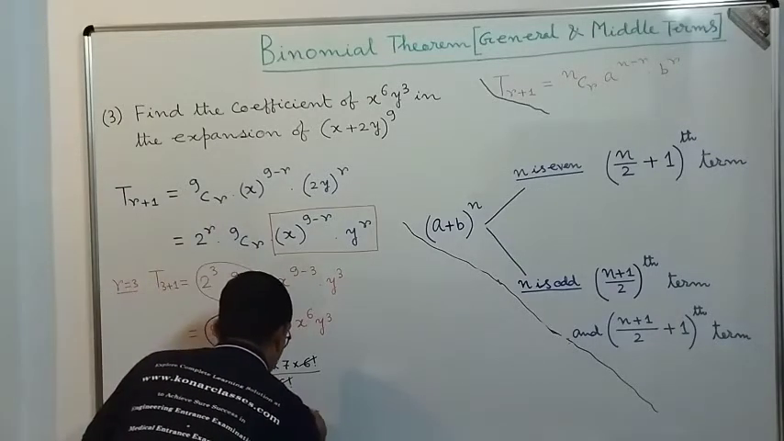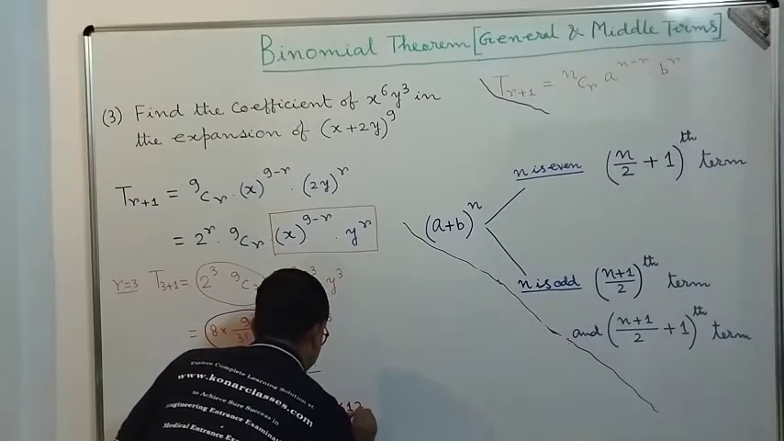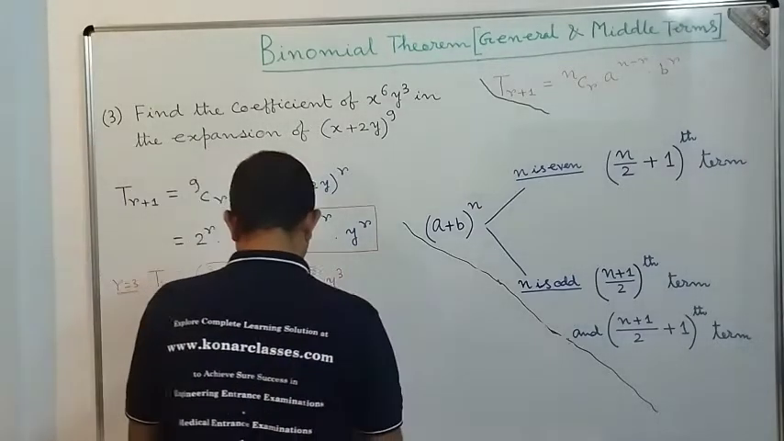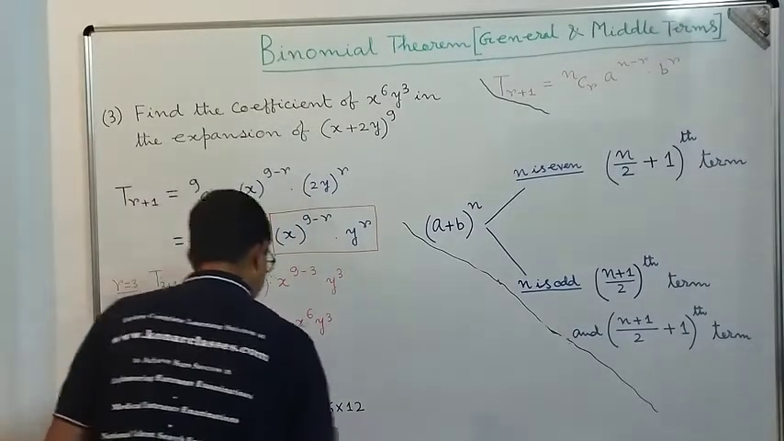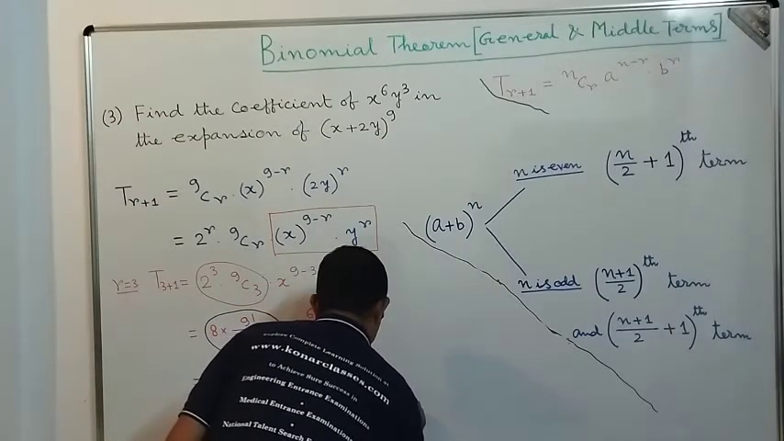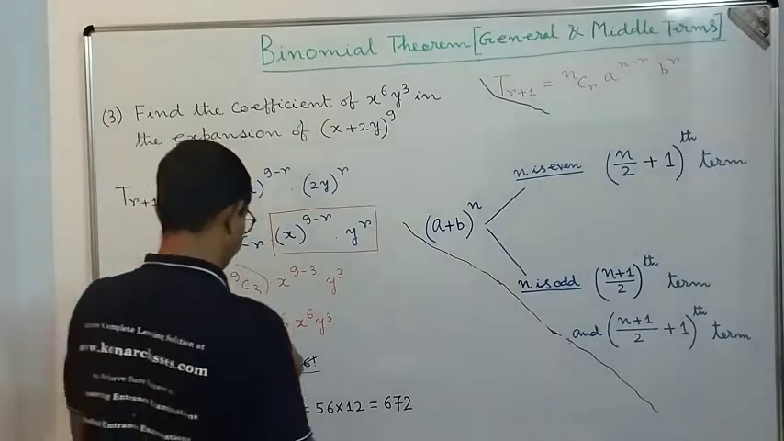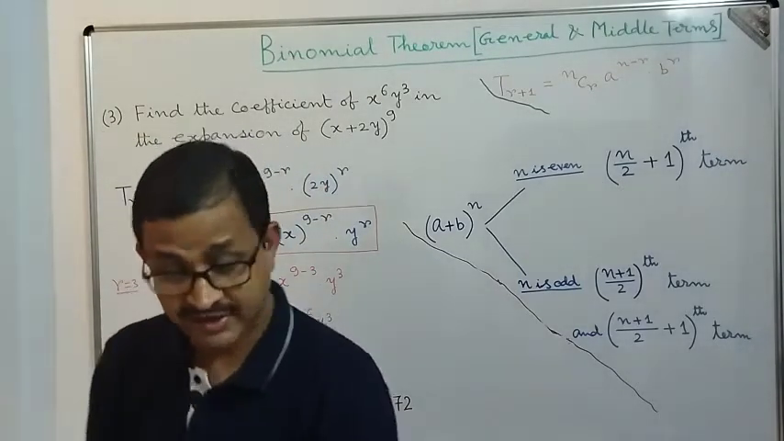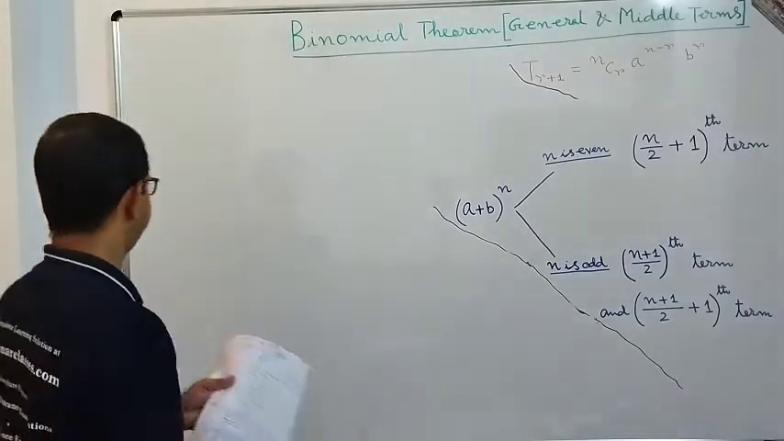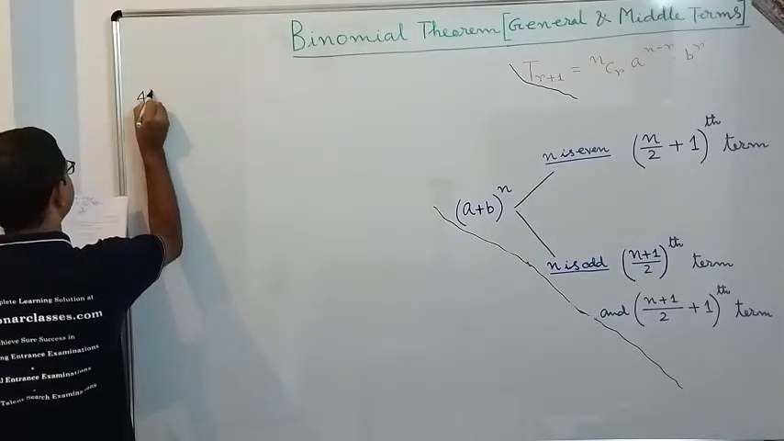So that is equal to 56 into 12. We can find the value quickly, that is equal to 672, correct? And this is the answer to the question. So now, dear students, let's move to the next question. Here is question number 4. Let me take it from my notebook. Question number 4.